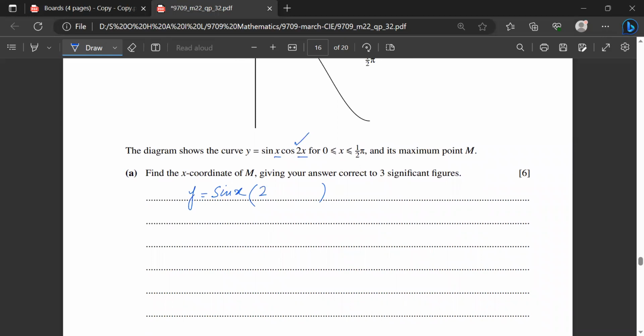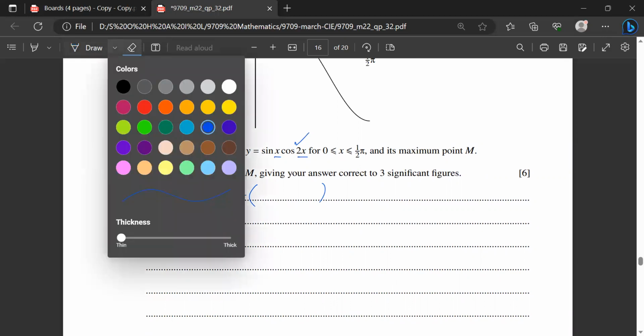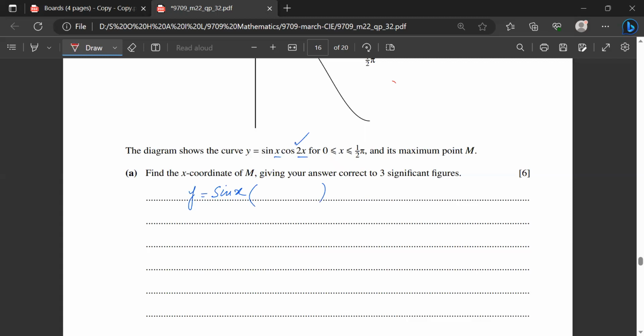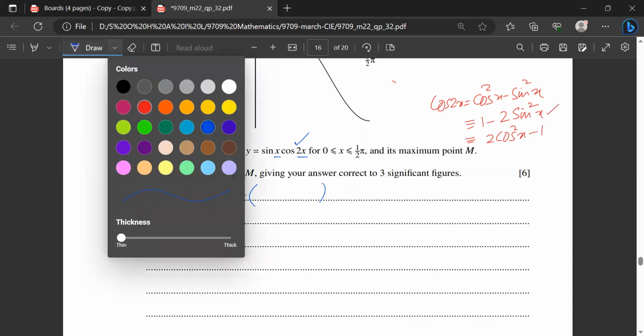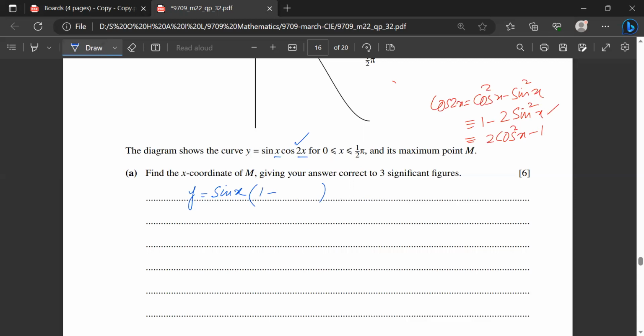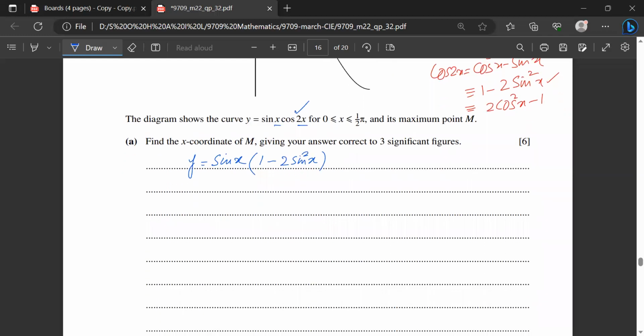There are three forms of the double angle formula for cos 2x. Cos 2x is cos squared x minus sin squared x. This is the double angle formula. The second is 1 minus 2 sin squared x, and the third is 2 cos squared x minus 1. Here I'll use 1 minus 2 sin squared x.